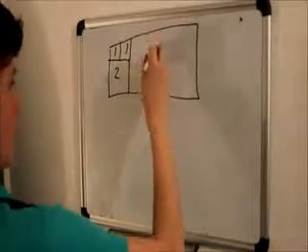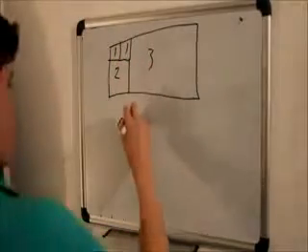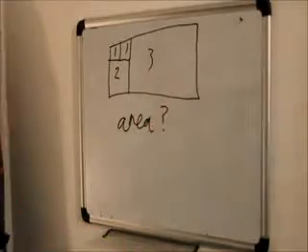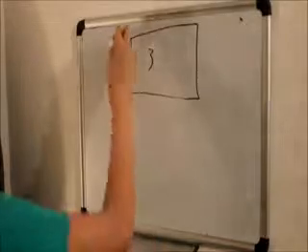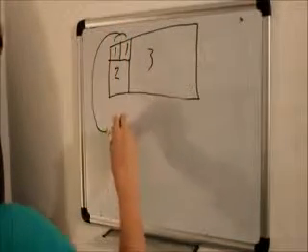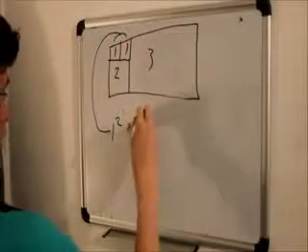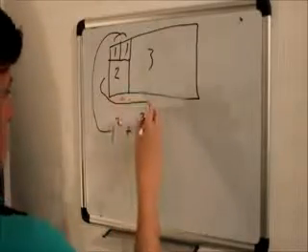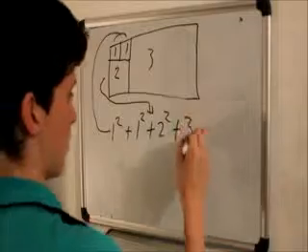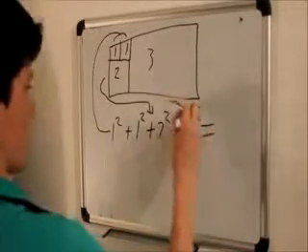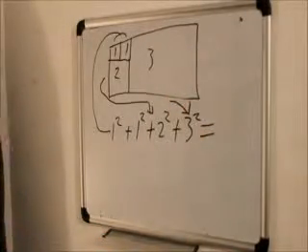Now we have the same idea, but just a little bit smaller. So 1 by 1, 2 by 2, 3 by 3, and we're trying to work out the area. So what we do is 1 squared, add 1 squared, add 2 squared, add 3 squared, equals 15 squared.